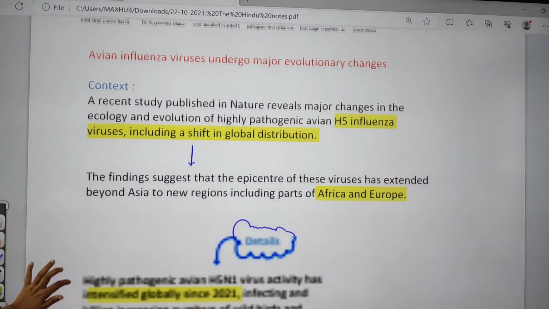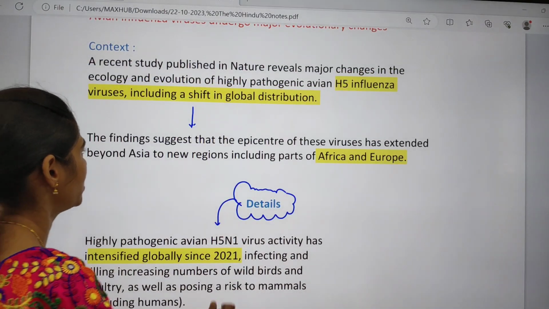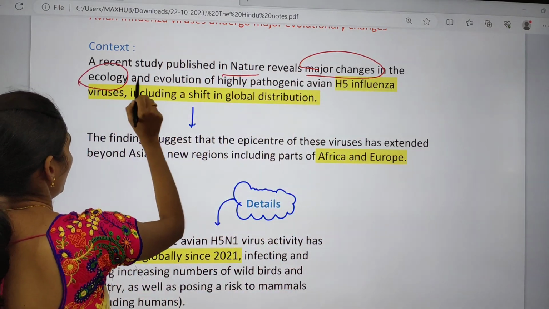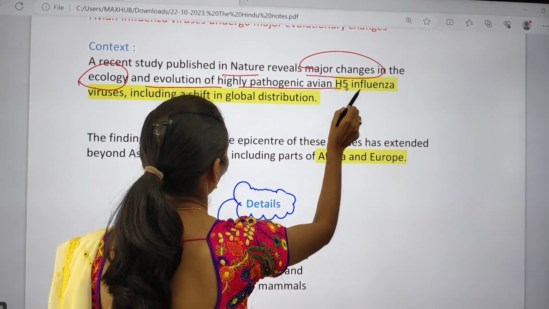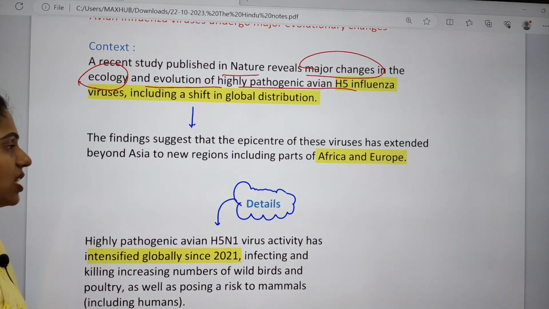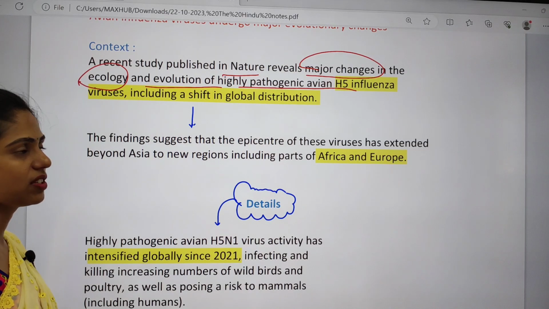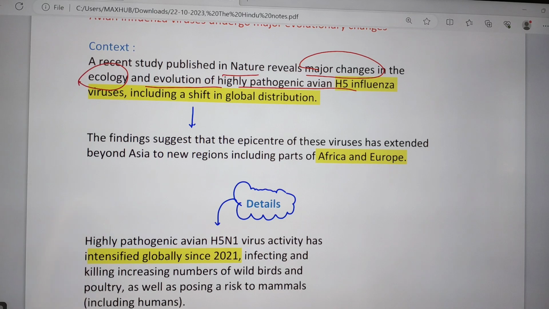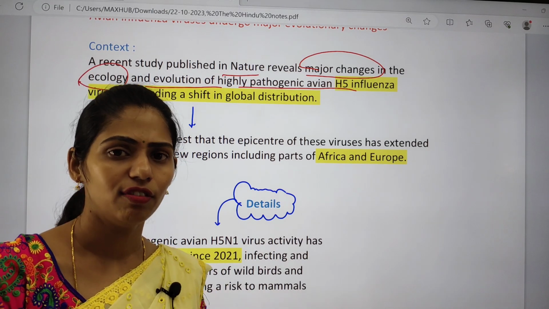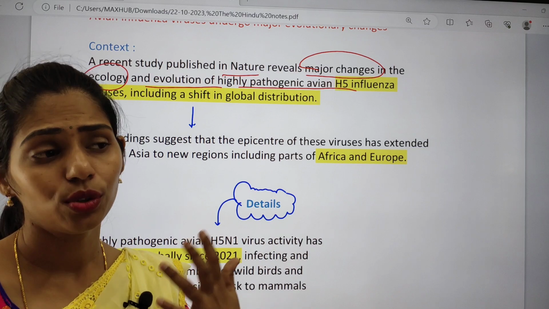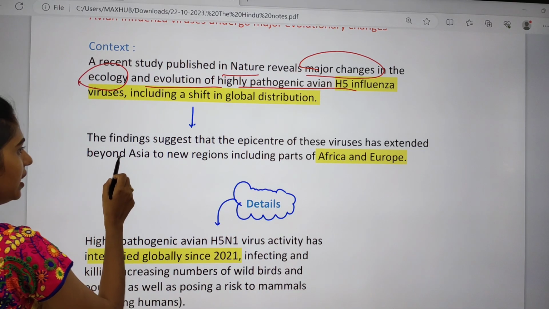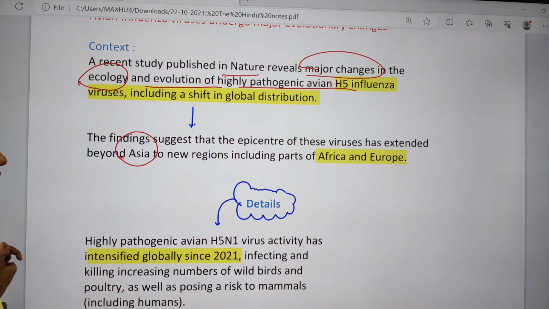So the context says that a recent study published in Nature reveals major changes in the ecology and evolution of highly pathogenic avian H5 influenza viruses, including a shift in global distribution. So what happens? Because of these evolutionary changes happening in avian influenza, that led to the widespread of this avian influenza now. Earlier it was only seen in Asia, but now new regions also came into the picture, that is Africa and Europe.